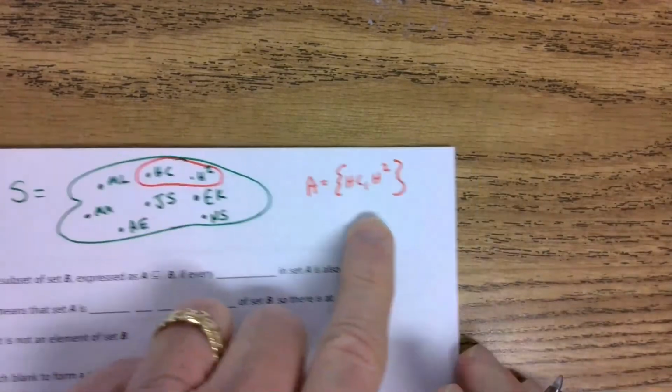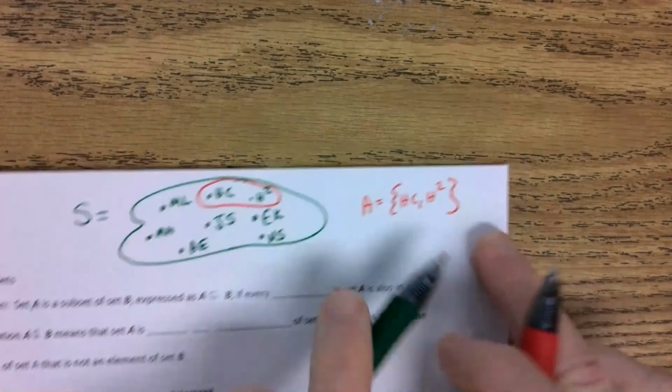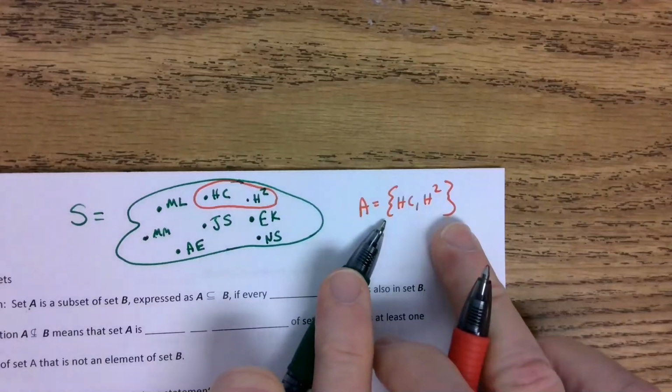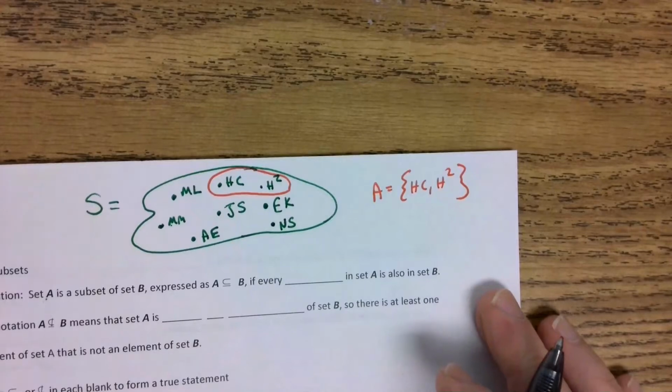Many of you on the test did not do roster method correctly. You had to have the squiggly brackets as well. You have to list them all out. So that's a little thing I noticed in the test. We lost a point there.